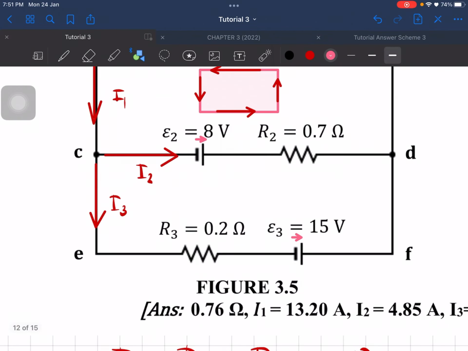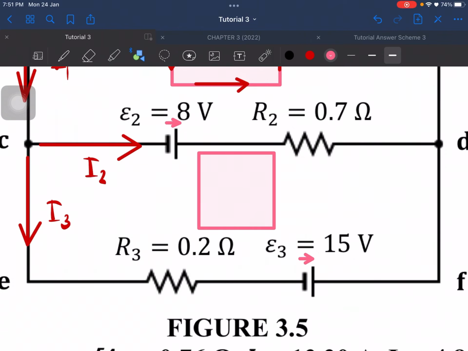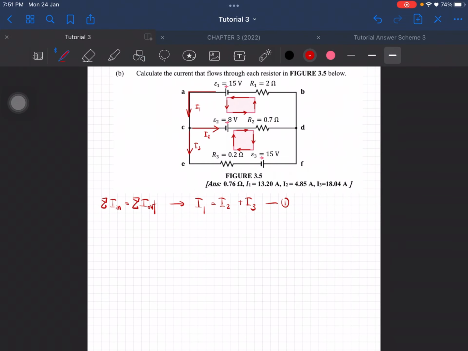Do the same thing for the second loop. This one, I'll follow this EMF, so I want it to be positive. I'll do clockwise so that EMF 2 is positive. So this is going to be clockwise. Now from here, we can use Kirchhoff's second rule: total EMF equal to total product IR.